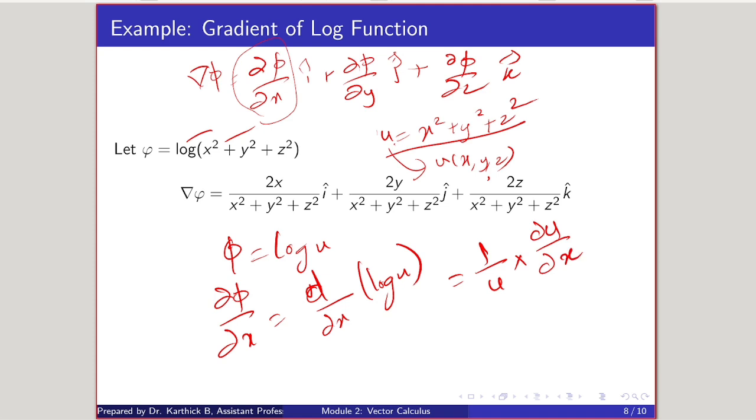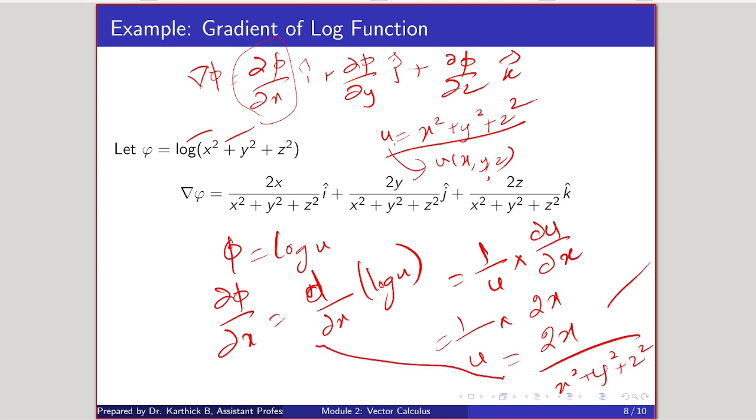Here u will be x square plus y square plus z square. So you will get 1 by u into ∂u/∂x. Now ∂u/∂x will be 2x. So we get 2x divided by x square plus y square plus z square. So this is the derivative of φ with respect to x. In a similar way, you may get these two terms also with respect to y and z.